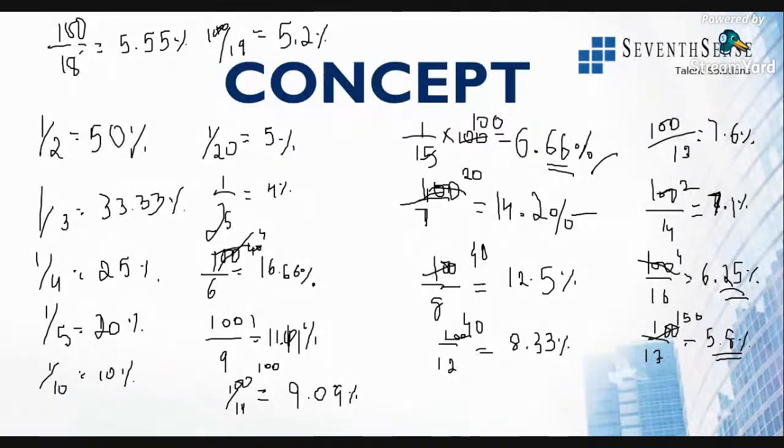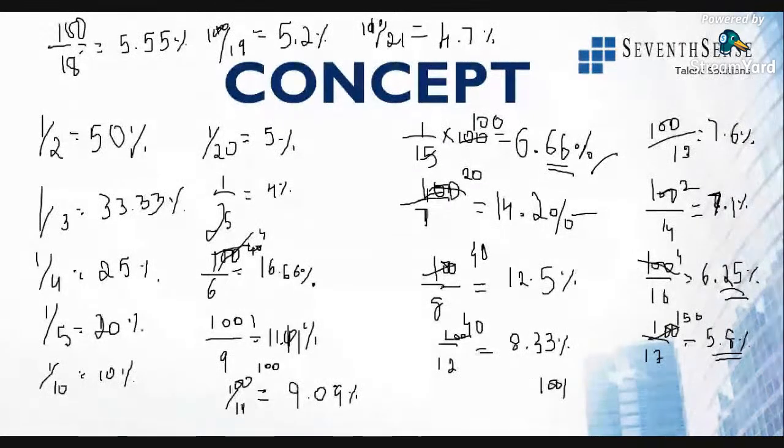We'll jump to 1 by 21, so it becomes 100 by 21. 100 by 21 in the sense 21 into 5 times is 105, so it will be 4 times. 21 into 4 is 84, remainder is 16. 160, out of 160 how many 21 parts are there? 7 parts. 21 into 7 is 147.